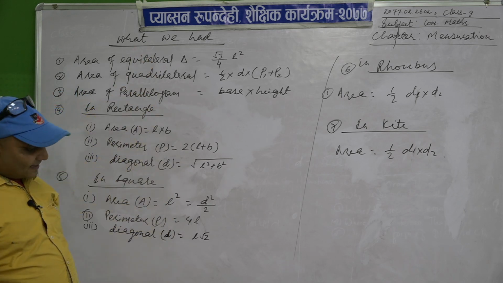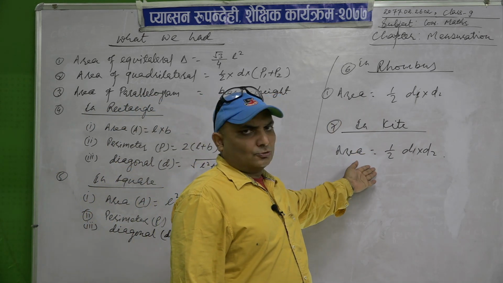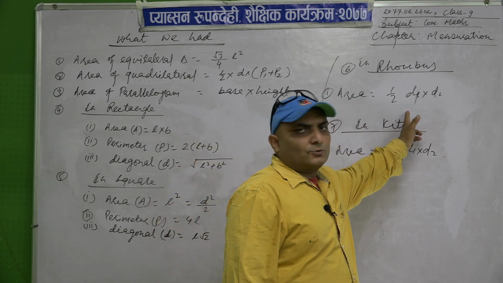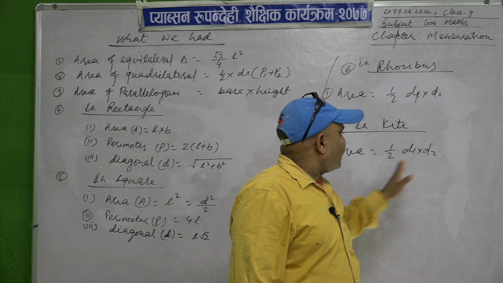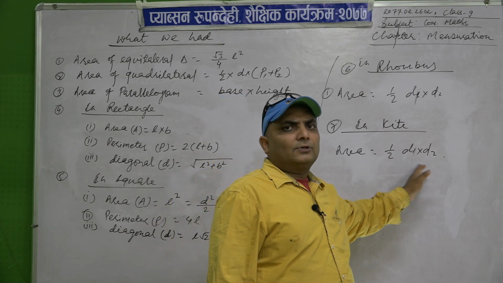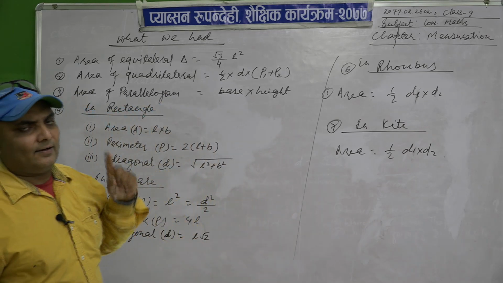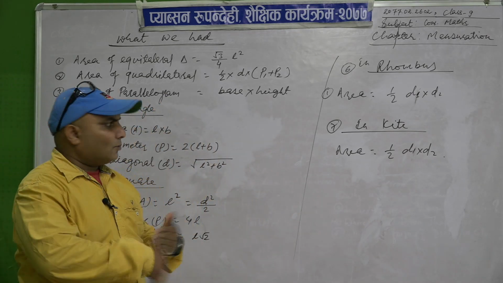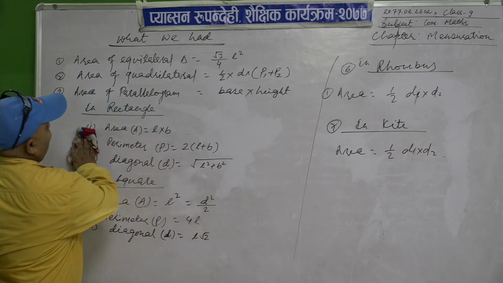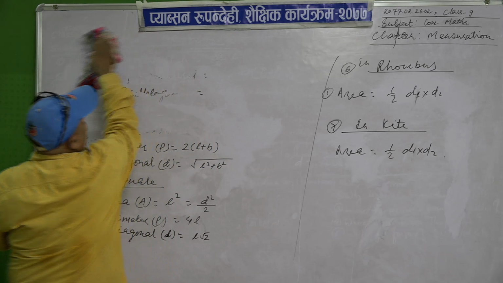This is the recap of the class, and finally we have written formula for rhombus and kite also. Only we have written the formula, but we have not derived why the area of the rhombus is 1 by 2 into D1 into D2, and why the area of the kite is the same, 1 by 2 into D1 into D2. D1 means first diagonal, D2 means second diagonal. This much we have written in our last class. Now we carry on. So today we derive the formula for rhombus and kite.